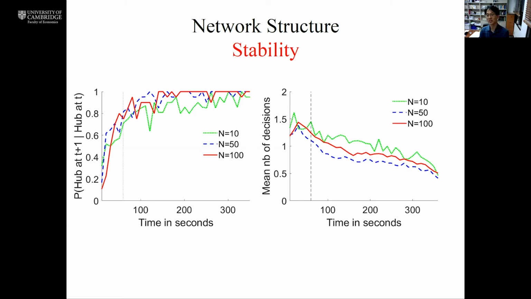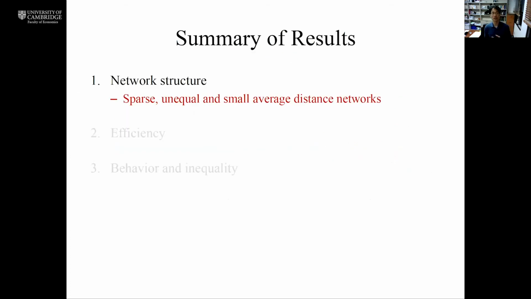The figure on the right-hand side is the average number of decisions that people are making in every time interval. It's steadily decreasing, which suggests that the network structures stabilized over time. So in that sense, we can make a conclusion that in this linking game, we observe subjects create sparse, unequal networks with small average distance. That's the overall summary from this experiment.